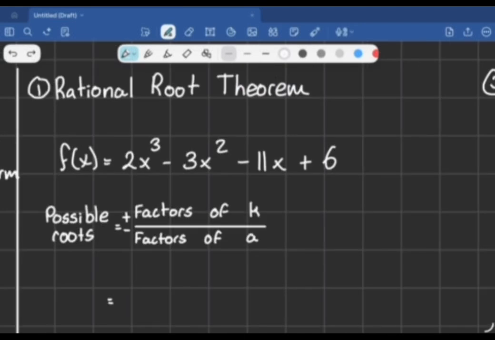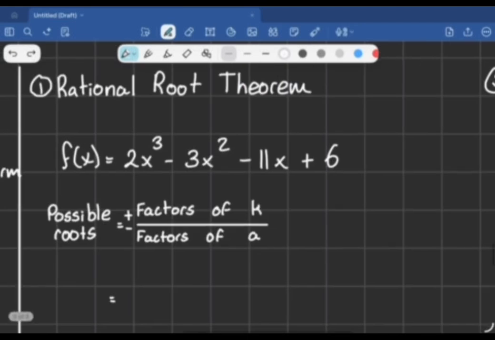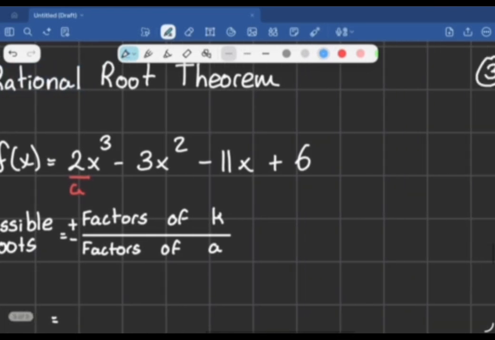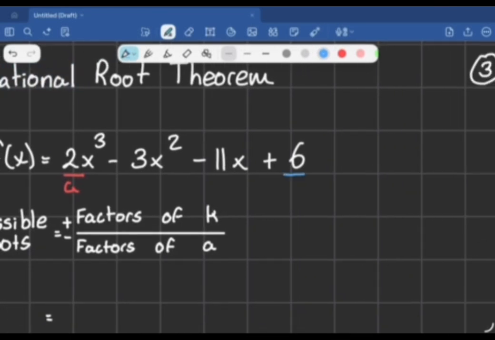Let's start off with the rational root theorem. First of all, you're going to want to figure out the factors of your leading coefficient, which will be a, and the factors of your constant term, which in our case would be k. So let's figure it out.